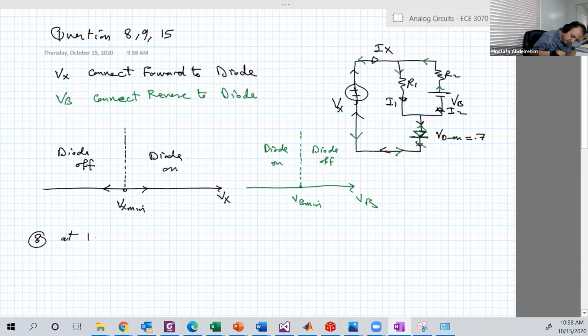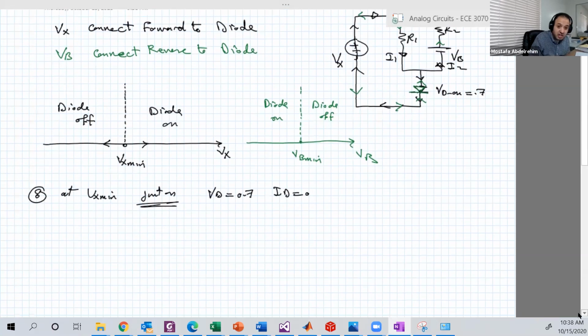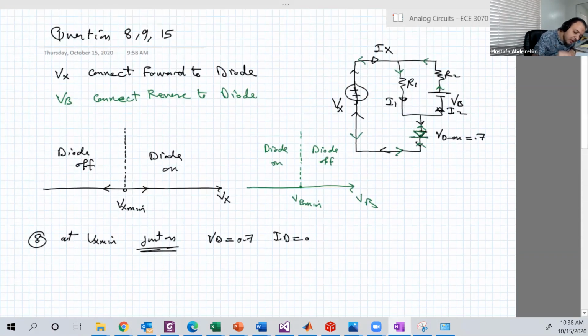So at Vx minimum, the diode is just on. That means Vd is equal to 0.7, but Id is equal to 0. And my advice here is to do it using the circuit parameters, without just substituting at the end. Good. So let's see what we have. Since ID is 0, at that node I1 equals ID plus I2, and ID is 0, so this is equal to I2.